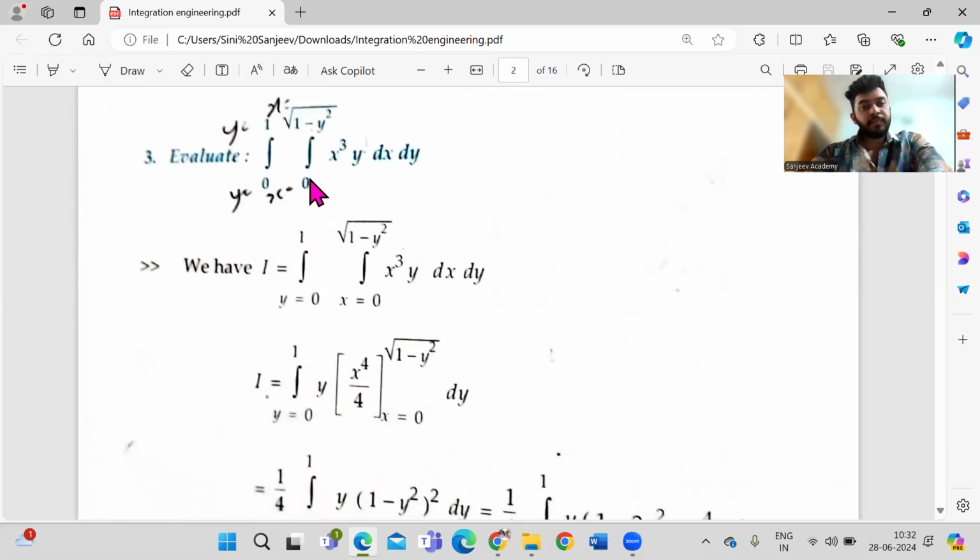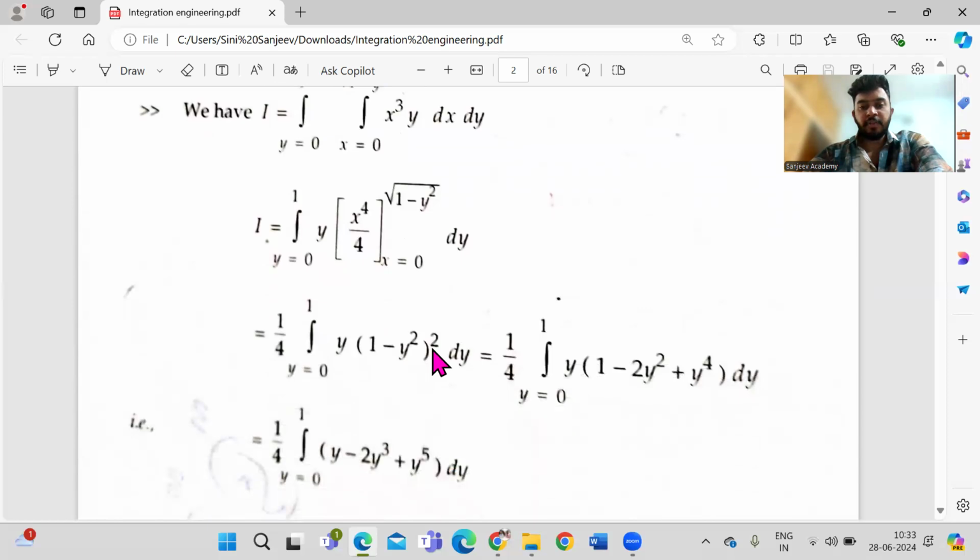Third question, x cube dx dy. I told you that in the question only they'll be giving which order to integrate first, so we need not panic or get confused. Coming to this, x is equal to 0 to root of 1 minus y square. I'm substituting the x and y variables, then I integrate with respect to dx. If it is integrated with respect to dx, what is constant? Y is constant. Take y outside. So it comes just like this. X cube is x power 4 by 4, upper limit minus lower limit.